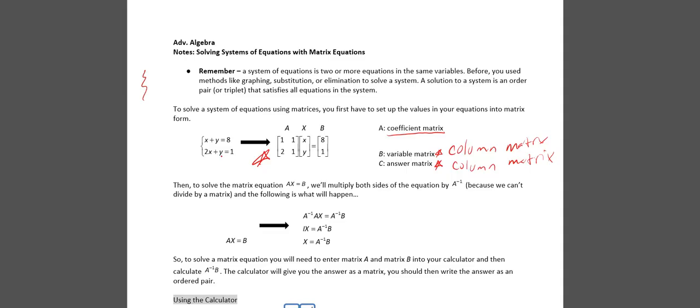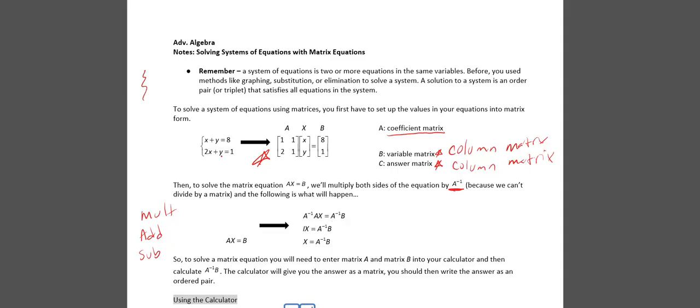Then to solve the matrix equation, A times x equals b, which is just your coefficient matrix times your variable matrix equals your answer matrix, you'll multiply both sides by the inverse, because we can't divide by a matrix. Notice when we did operations last week, we did multiplication of matrices, addition, and subtraction. We never did division. You cannot divide matrices. So you have to use A inverse. Here's how it works. Once you set this up, this is showing you the inverse on both sides.